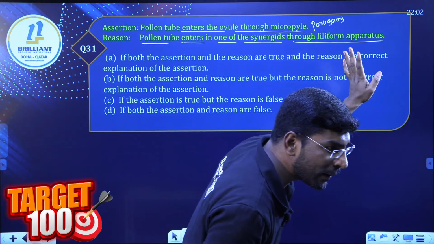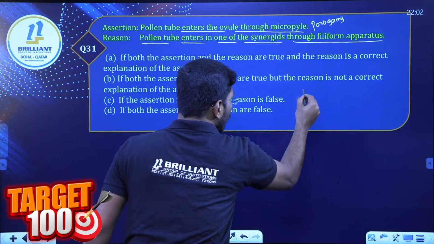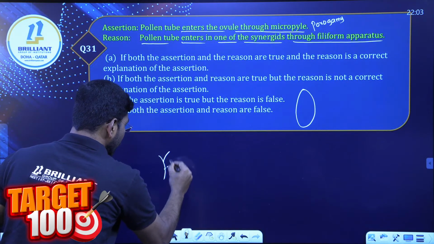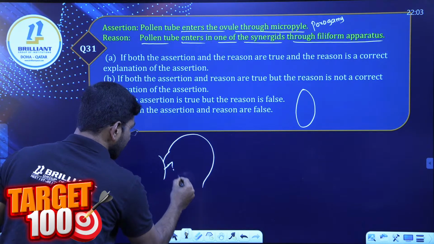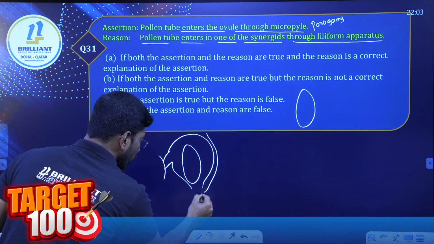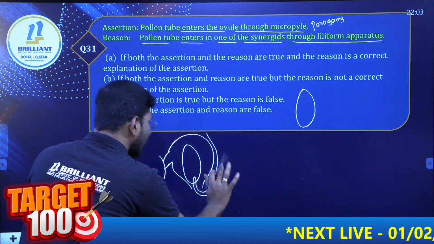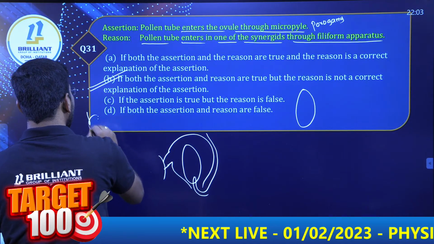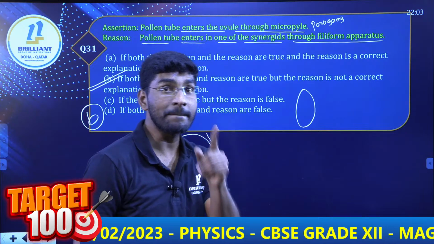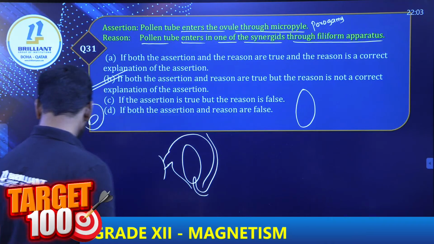So we can write what? It is not a correct explanation because the opening is there. Look here, this is the ovule. This opening is called micropyle. So the pollen tube comes through this one and enters into the synergid. Till here both statements are correct, but this is not the right explanation. B, both statements are correct, but this is not the right explanation. Come to the next one, last question.